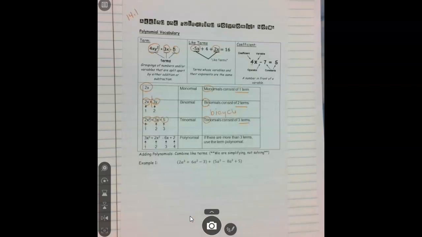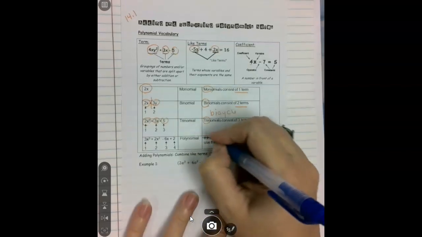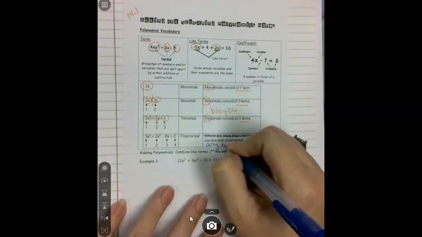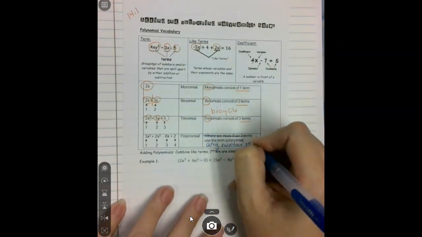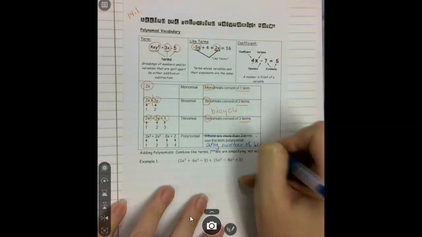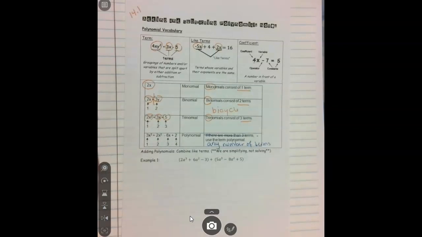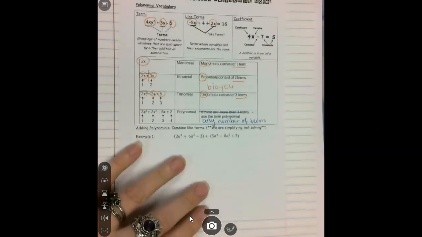I want you to mark out this first part here, because a polynomial can have any number of terms. It could have 1, it could have 2, it could have 4, it could have 17. Any number of terms is a polynomial.